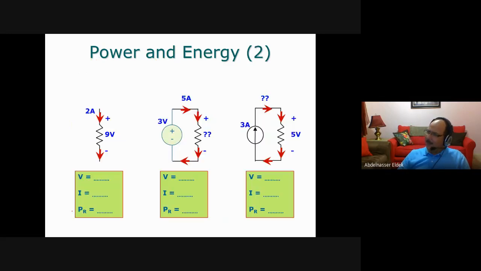I don't know if this is the last slide or not. Oh no, I still have one slide more. So for example, here, if I want to calculate the power for these elements, for the first element, what is the voltage? The voltage is 9 volt. What is the current? It's 2 ampere. They are given. So what is the power? Power absorbed by this element is 9 times 2, which is 18.